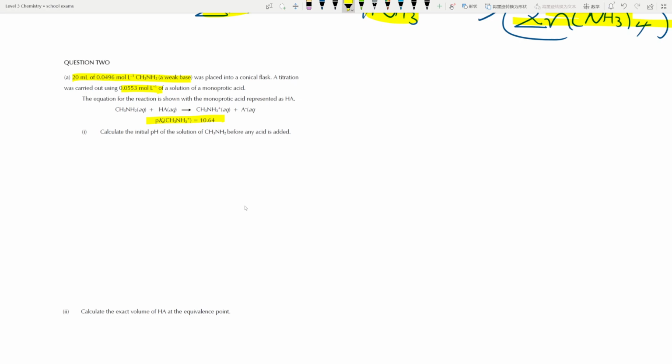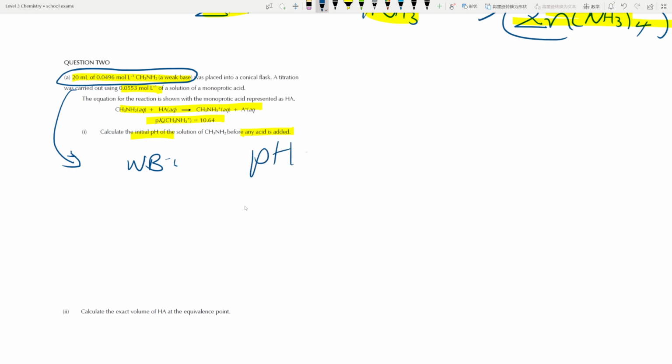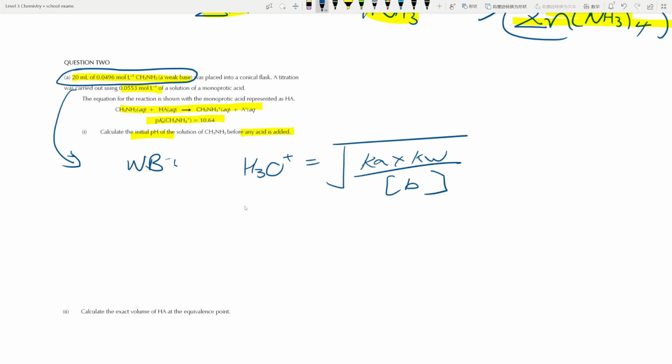So you got given the pK, you got given the concentration and the equation. Calculate the initial pH. So initial pH is before anything has been added, so that means we are looking at this particular part of the pH curve. This is a weak base, so you go H3O+ equals the square root of Ka times Kw divided by the concentration of the base. That's the equation. Memorize it and just use it appropriately.